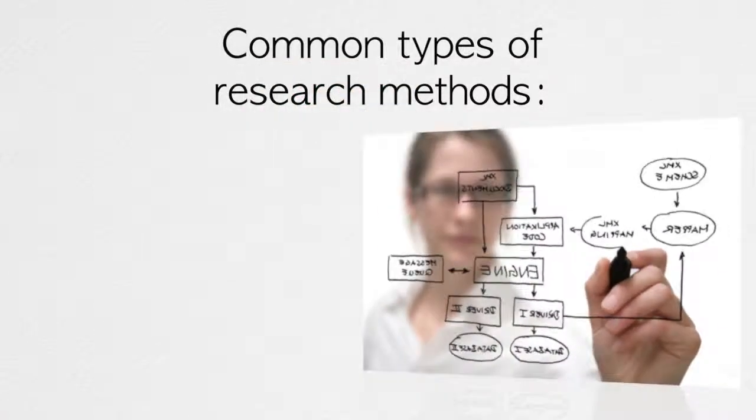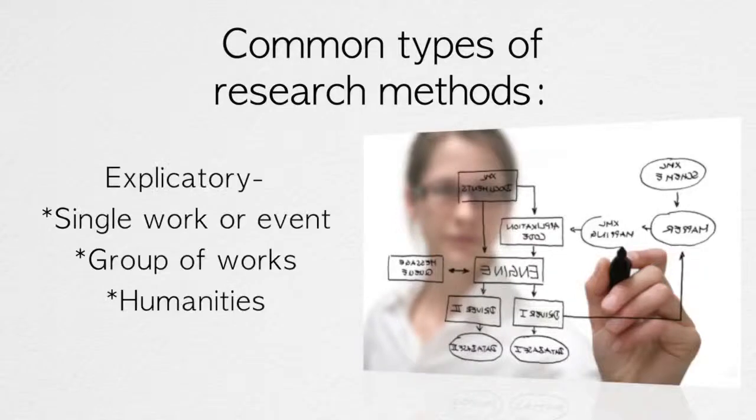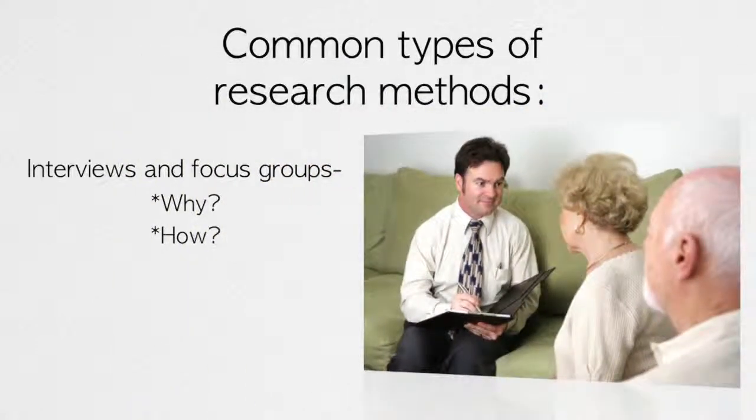Some common types of research methods, which can be combined in some cases, are explicatory. This research method involves the examining of a single work or event or closely related group of works and is often used in the humanities. Interviews and focus groups. This research method allows the researcher to better answer your why and how research questions and works well for complex issues that may not lend themselves to survey answers. One example of this research method is collecting an oral history through personal interviews.